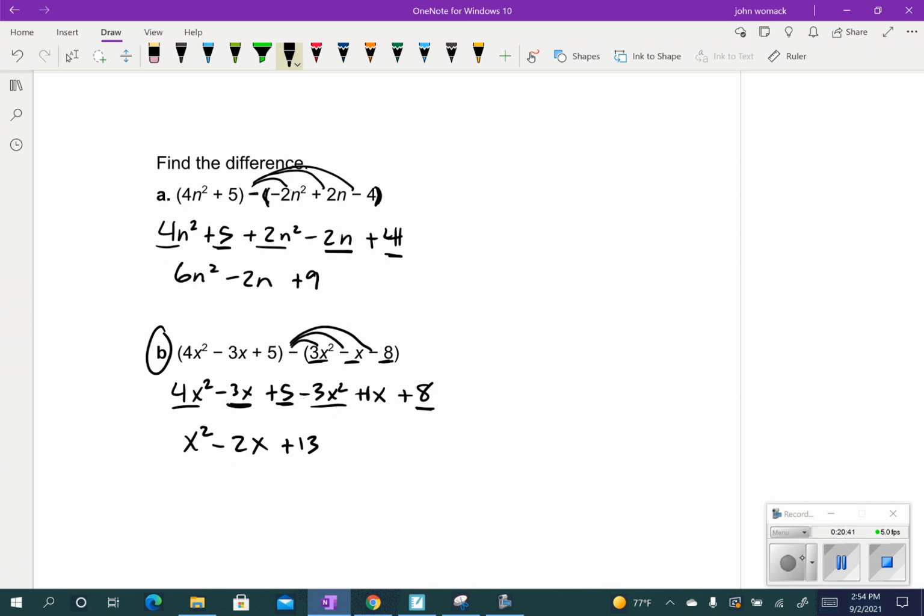So the adding and subtracting is pretty easy. Most of it's just combining the like terms. Just be careful with the minus. Okay, if you're subtracting the polynomial, you have those parentheses. You've got to carry that minus all the way through before you combine like terms.